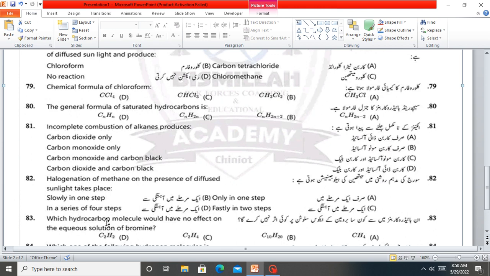Which of these hydrocarbon molecules will have no effect on an aqueous solution of bromine? As we said earlier, if they have no effect on bromine water, it means they are alkanes or saturated. So which of these is an alkane here? Is it this? Is it that? Or that? I think it's this. This question has been repeated again. So the answer is this. This compound has no effect on bromine water.